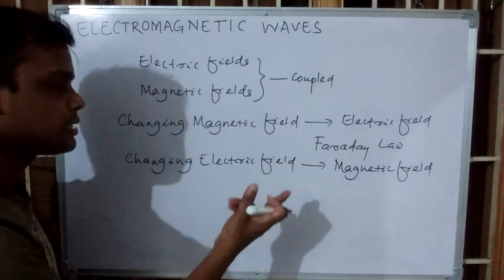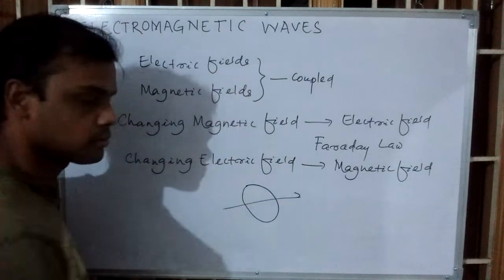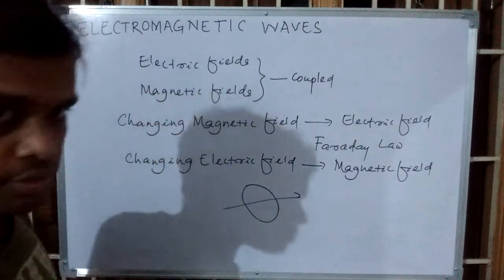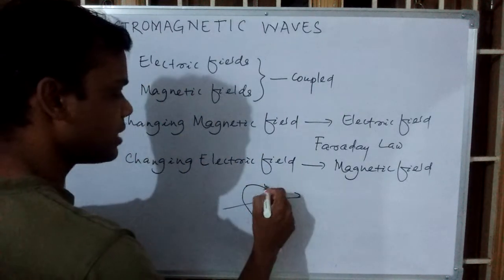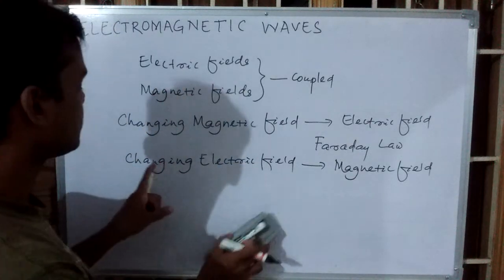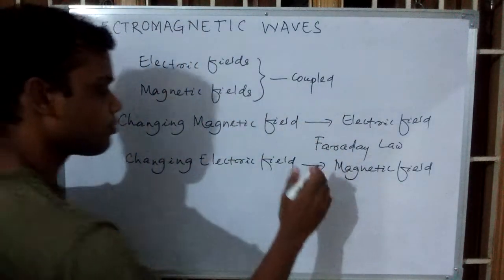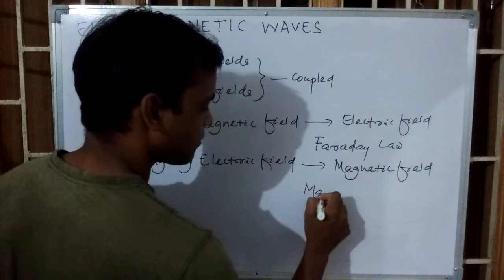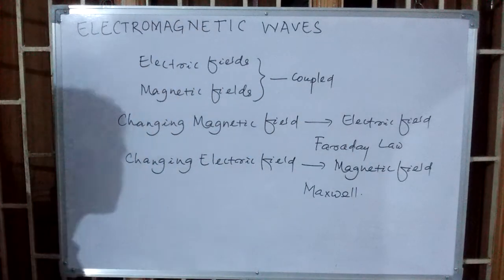What does Ampere's law say? Ampere's law says if there is a current, there will be a magnetic field around it. Or from that law we can find this magnetic field value. This statement says changing electric field produces magnetic field. Actually this was proposed by Maxwell.